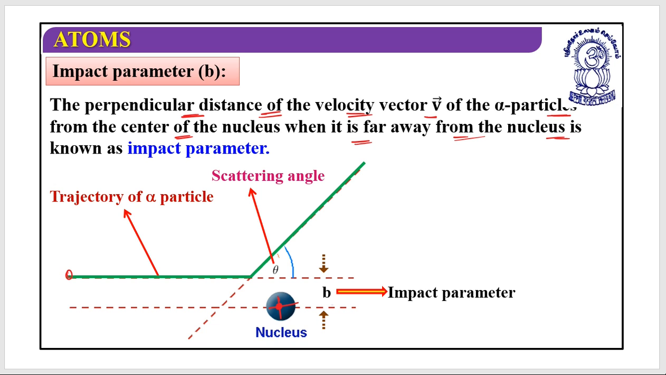My alpha particle has been started moving in this direction. If I take the perpendicular distance between these two lines, because it is at the center of the nucleus, this is what we call the impact parameter. It is that perpendicular distance that we call the impact parameter, as I have seen in the diagram also. So this is the trajectory of the particle and this is the nucleus.